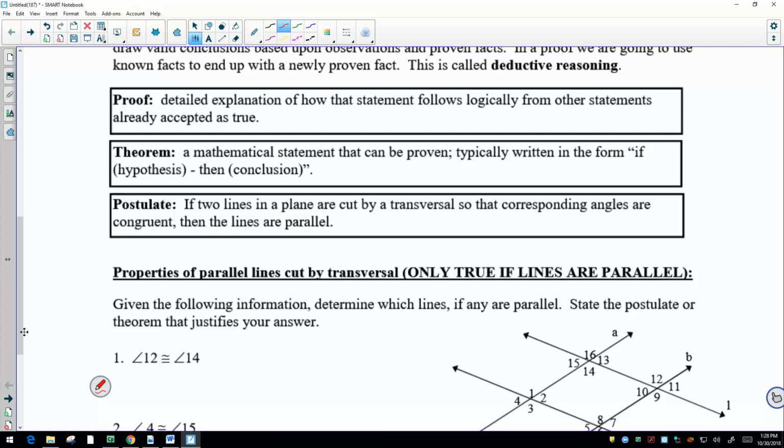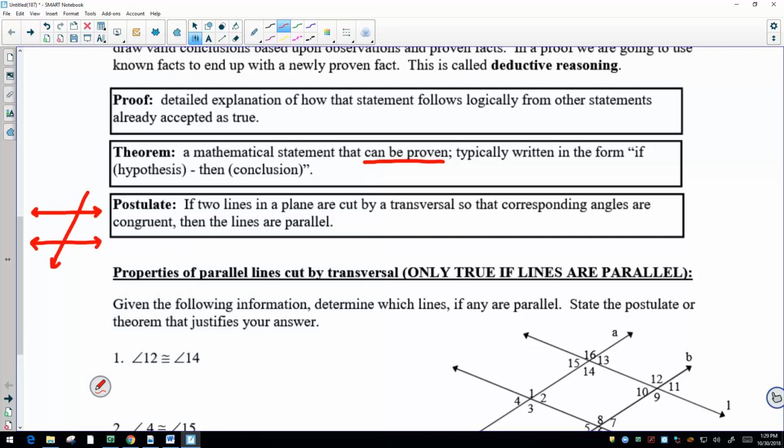We use things like theorems and postulates. Theorems we have talked about before. It's something that can be proven true. And we typically see them in the form of an if-then. If something happens, then something else happens. Another thing that we can use is a postulate. So for instance, here's an example of a postulate. So if 2 lines in a plane are cut by a transversal so that corresponding angles are congruent, then the lines are parallel. So this came from our last section.